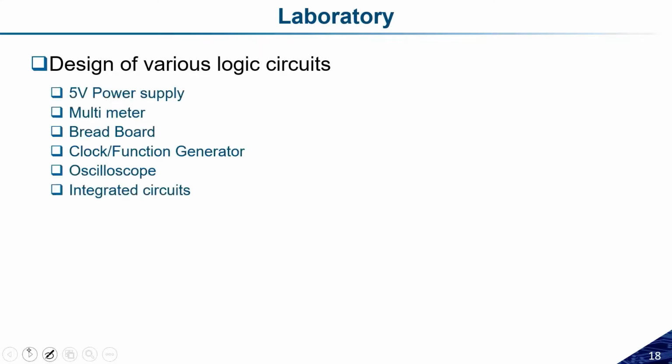If we talk about what kinds of things we are going to cover in the labs, the labs will be conducted once you are back on campus in March. Then the labs will start. In the labs you will be designing some logic circuits, and to design those logic circuits you will use a power supply, multimeter, breadboard, function generator, oscilloscope, and integrated circuits for the different logic gates. You need to use these kinds of things to design any particular function.